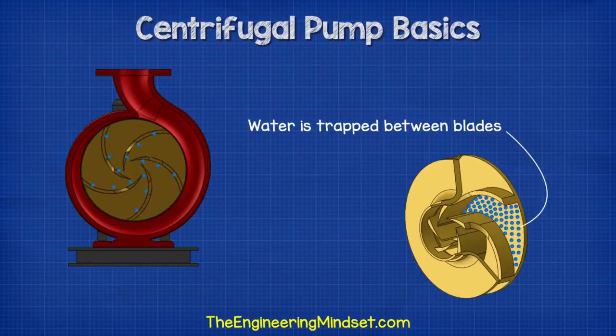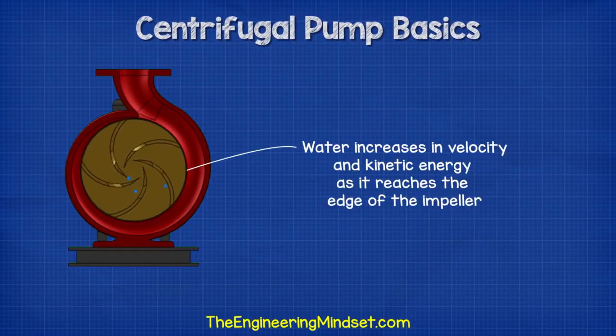The water enters into the eye of the impeller and is trapped there between the blades. As the impeller rotates, it imparts kinetic energy or velocity onto the water. By the time the water reaches the edge of the impeller, it has reached a very high velocity.